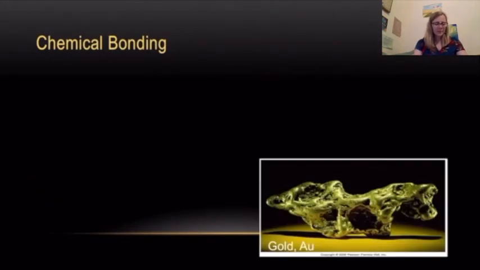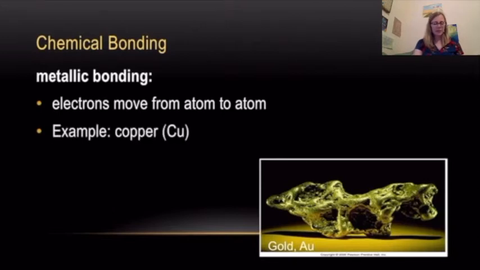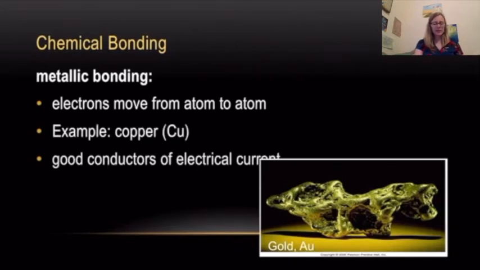Metallic bonding. Again, the electrons are moving through the metal. A good example would be copper. These are excellent conductors of electricity and heat even, and they have a strong bond. It's hard to take this bond apart.